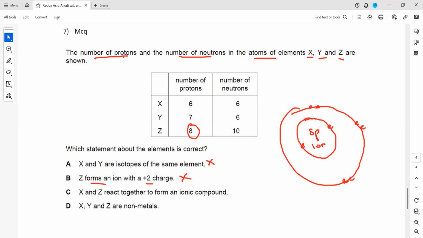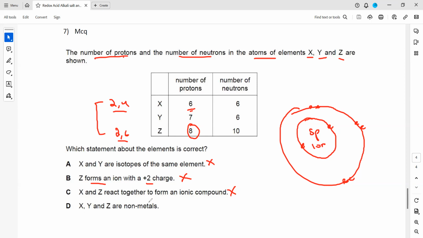X and Z react to form an ionic compound. To form an ionic compound, there should be one metal and another one should be a non-metal. So 6 protons means the configuration will be 2, 4, a non-metal. 8 protons, 2, 6, so it's also a non-metal. So X and Z are non-metals. If two non-metals are there, they cannot form an ionic compound, they will form a covalent compound.